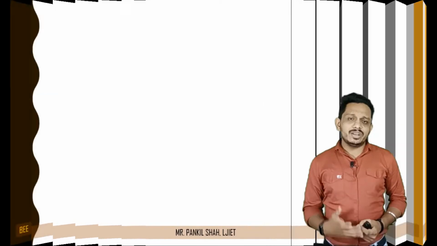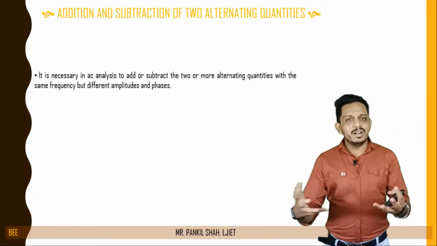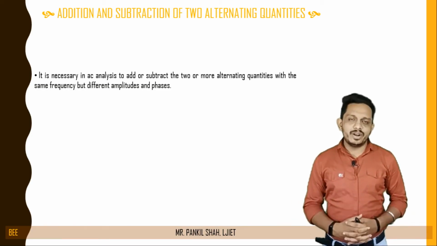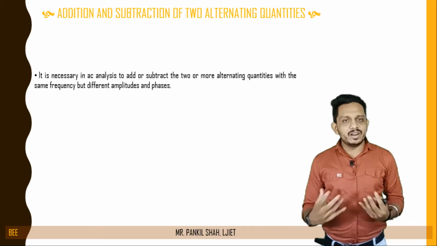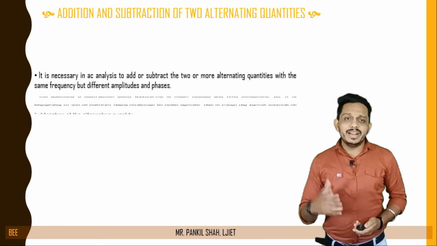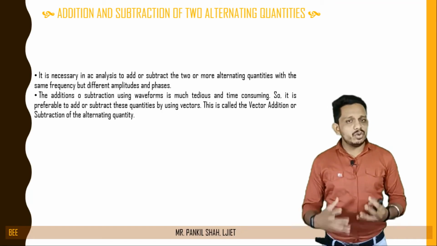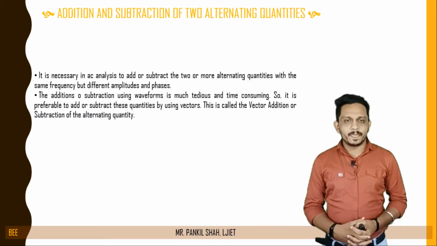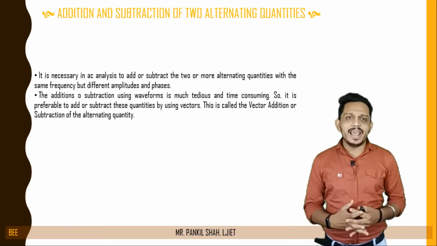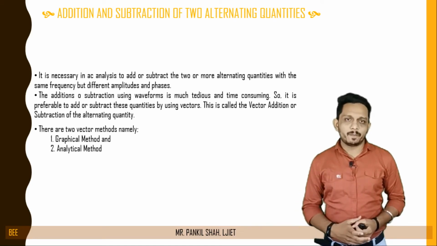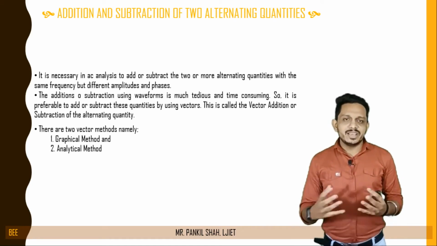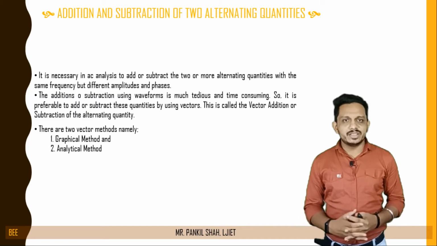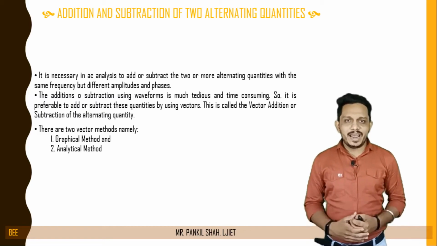Addition is not easy in alternating waveforms having the same frequency but different magnitudes and different phase angles. You cannot easily add alternating quantities in waveform manner because it is very tedious and time consuming. So we use the vector diagram method to add any number of vectors very easily. The vector diagram method to add vectors has two types of methods: the graphical method and the analytical method.